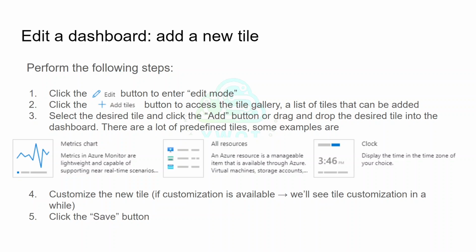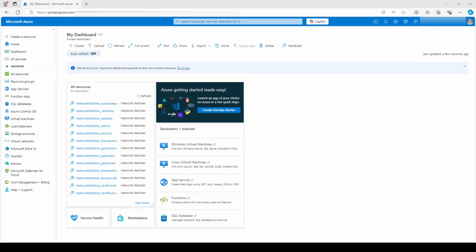In the tile gallery, there are a lot of predefined tiles. Here there are some examples. After that, you need to customize the new tile if customization is available. Anyway, we'll see tile customization in a while. And finally, you need to click the Save button. Okay, let's move on to the Azure portal to see how to add a new tile to an existing dashboard.